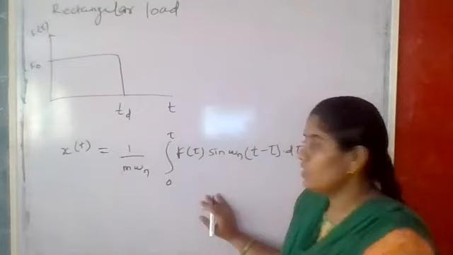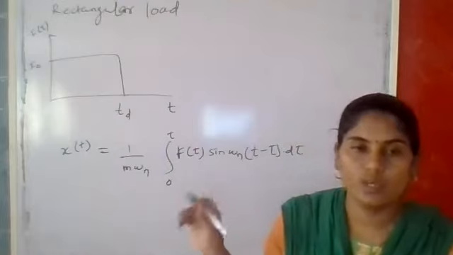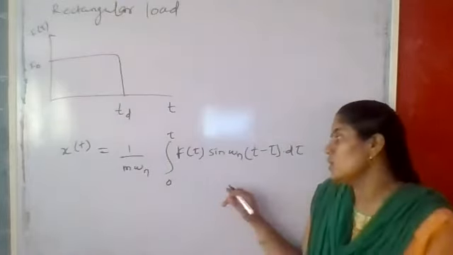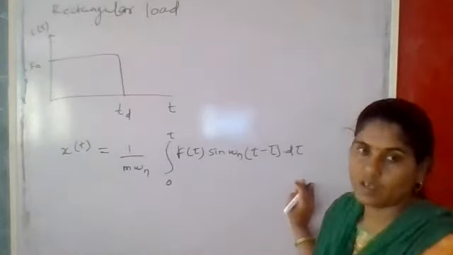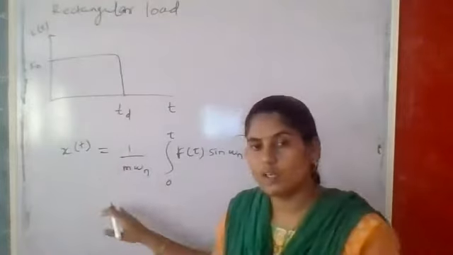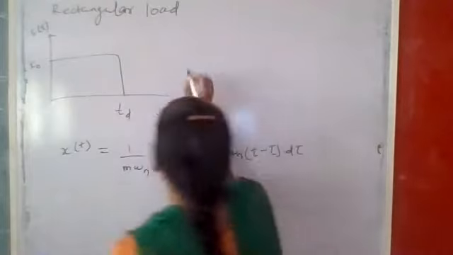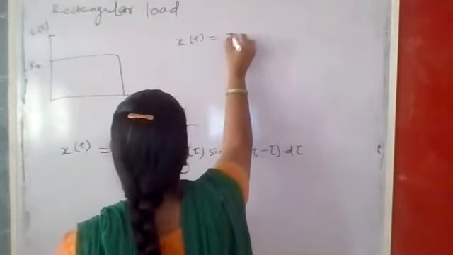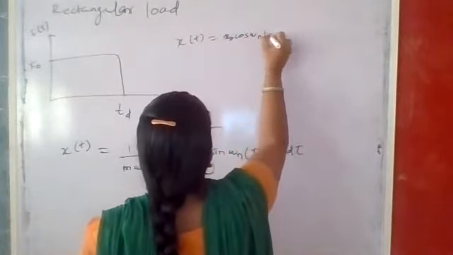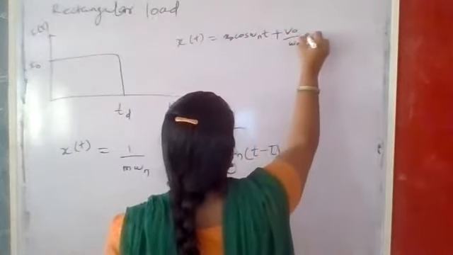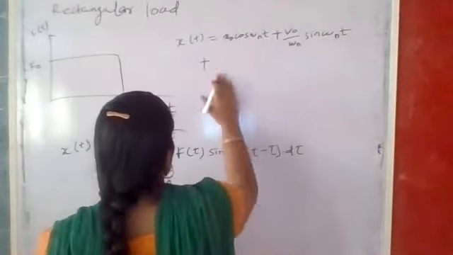So the final equation is x naught cos omega n t plus v naught upon omega n into sine of omega n t, plus this additional term of the Duhamel's integral. From this total equation, x naught and v naught are 0, so the Duhamel's equation will become like this. You can put here x of t is equal to x naught cos omega n t plus v naught upon omega n into sine of omega n t, plus this Duhamel's integral. What is this Duhamel's integral?